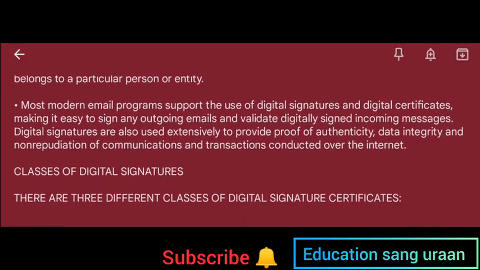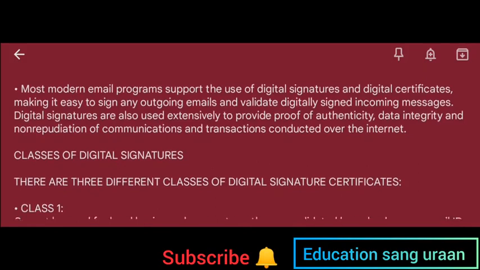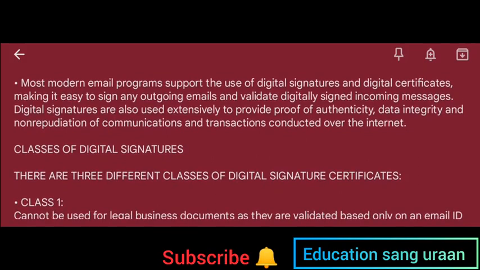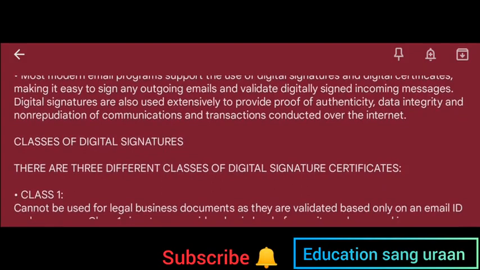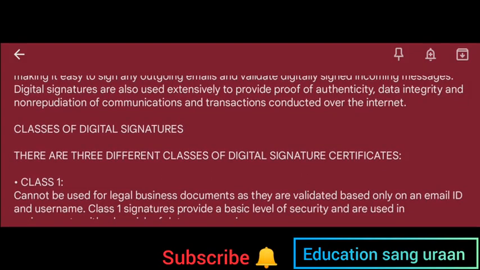Most modern email programs support the use of digital signatures and digital certificates, making it easy to sign any outgoing emails and validate digitally signed incoming messages. Digital signatures are also used extensively to provide proof of authenticity, data integrity, and non-repudiation of communication and transactions conducted over the internet.